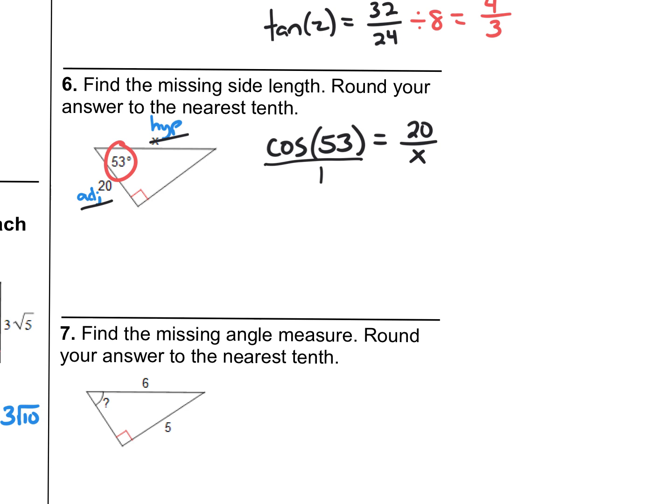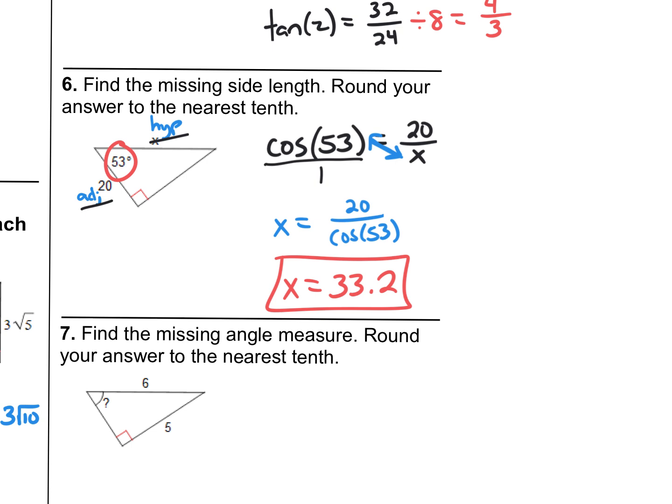Remember there was the trick I gave you. If you want to go through the whole cross multiply process, you can. But what was the trick I told you? They're going to switch spots, right? So you're going to have 20 over cosine 53. That's what you type in your calculator. So for this one, you get x equals 33.2. And again, everything round to the nearest tenth.